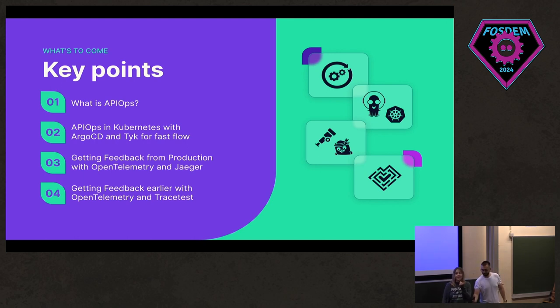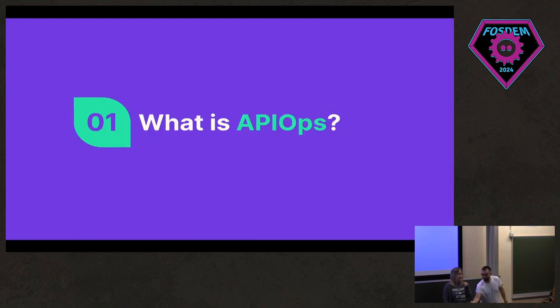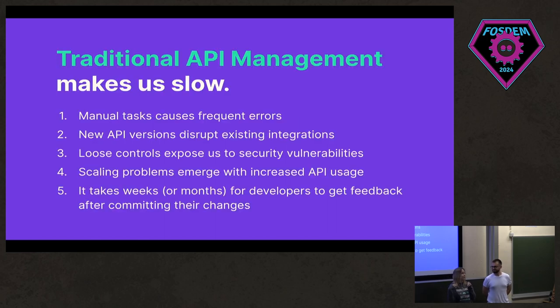Yeah, so what is API ops? You might be familiar with API management, and I find that sometimes in API management, we have too many manual operations. And as we all know, manual operation is a cause for disaster, a cause for error, a cause for security problems, and we need to speed up things.